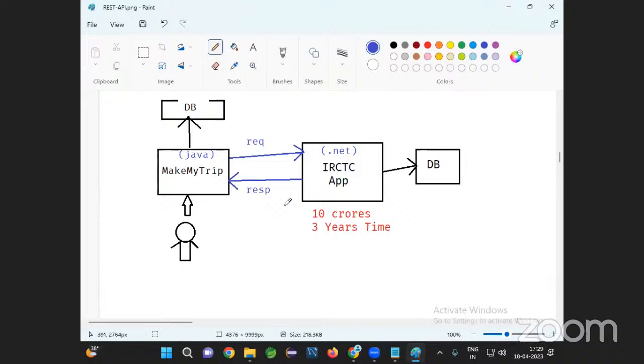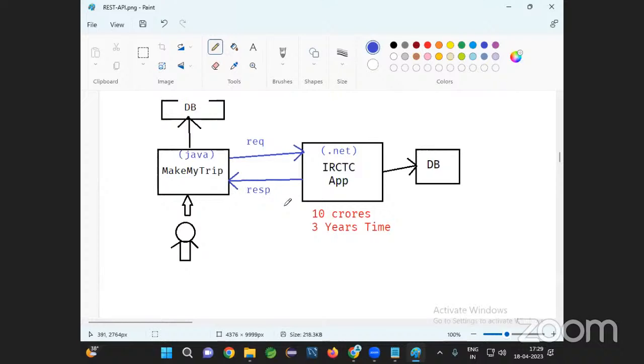By using one common language. What is that common language? English. Whatever English I'm speaking, you will understand, and whatever English you are speaking, I will understand. That means if two people want to communicate, one common language is required. Similarly, if two applications want to communicate, one common language is required.